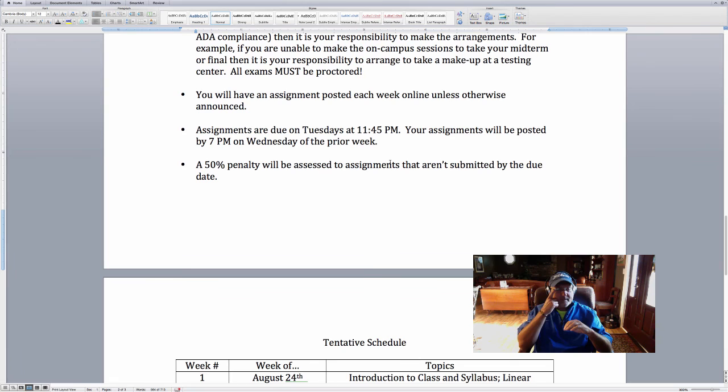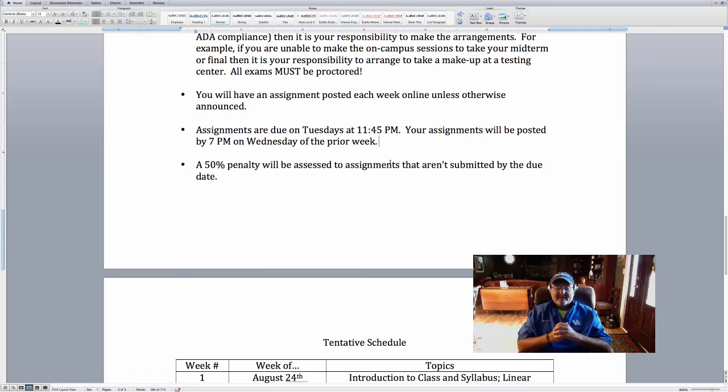Guys, a 50% penalty is going to be assessed to any assignments that aren't submitted by the due date. So keep that in mind. I don't bend that. The reason I don't is because if it happens to you one time, it doesn't make a big deal, not in the final calculation of your grade. But if it becomes a habit and you continuously are turning things in late, then it makes a big deal. And you're penalized, and I think you should be.